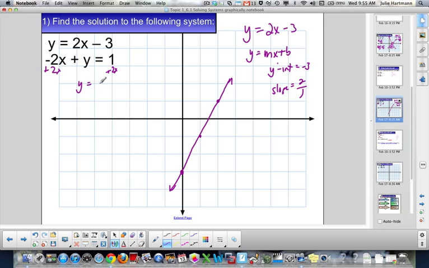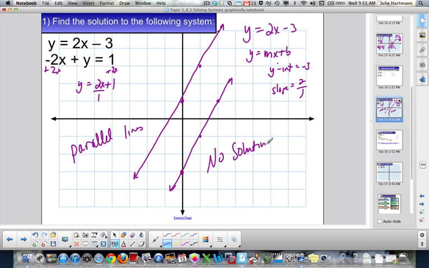So you have y equals 2x plus 1. From there, 1 is the y-intercept. Slope is 2 over 1, so up 2 over 1. So that's that line. And what happens? They're parallel. Okay? They are parallel lines, which means there is no solution. Okay? No solution. All right.